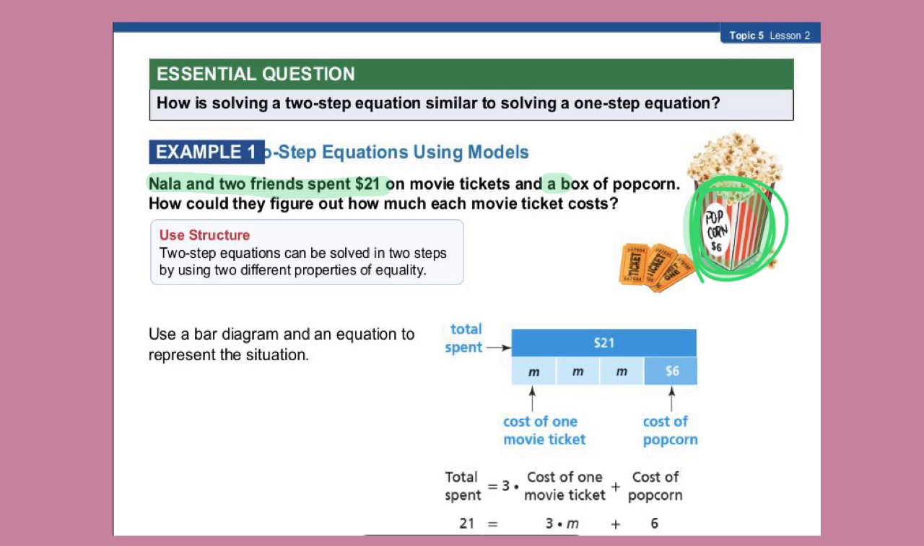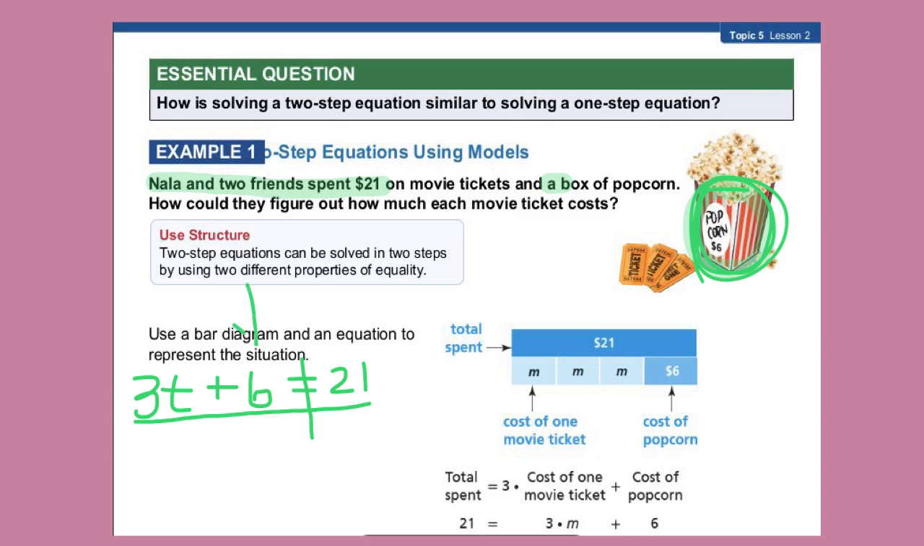Now, some of you can just work backwards and figure this out. But let's work with some algebra because eventually it's going to be a little bit harder than this one. So we have our three tickets, and the $6 popcorn equals $21. So when you are solving a two-step equation, step 1 is going to be to add or subtract your constant. So add or subtract the constant.